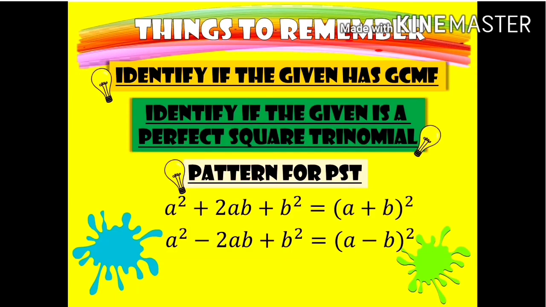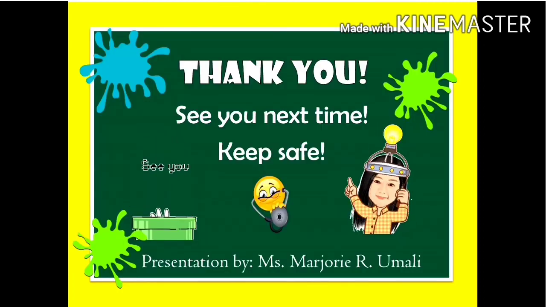In summing up, the first step is to identify if the given has a GCMF and identify if the given is a perfect square trinomial. Then follow the pattern for perfect square trinomial. Isip plus equals madali.